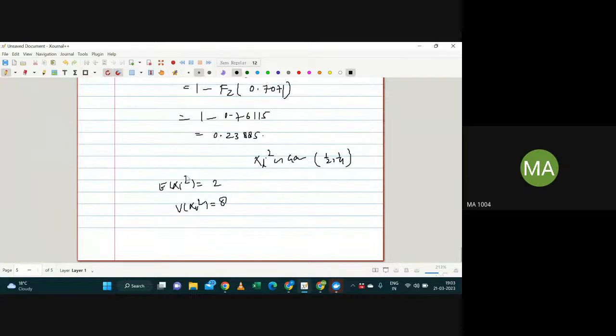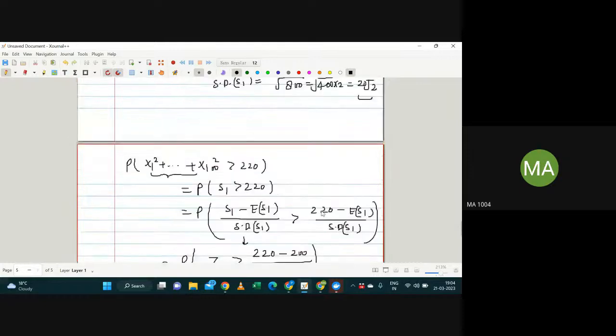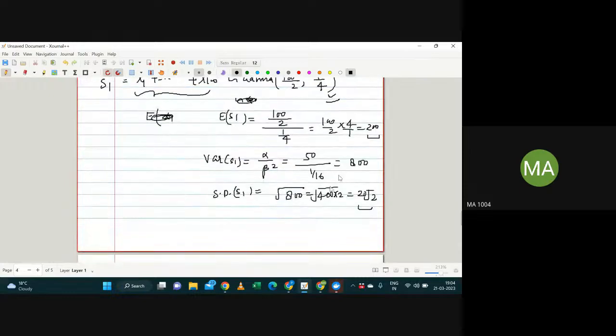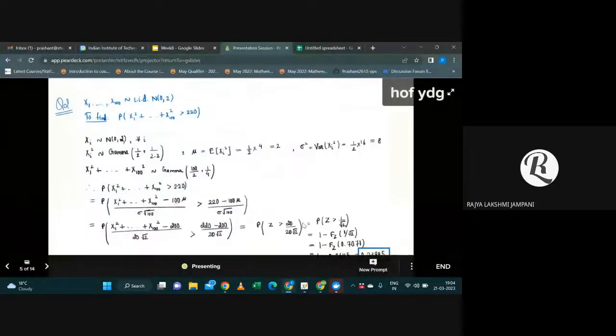So tell me, what will be the expected value of x1 square plus up to x100 square? 2 into 100, that is 200. Directly we can get it, it will be 200, right? What will be the variance of x1 square plus up to x100 square? 8 into 100, that is 800, right? Correct, the same thing we computed after these steps. So either way you can proceed. Okay, I got it, sir. Thank you very much, sir. Here I think the main thing is to convert normal into gamma. Once squared, it becomes gamma, right? Correct.